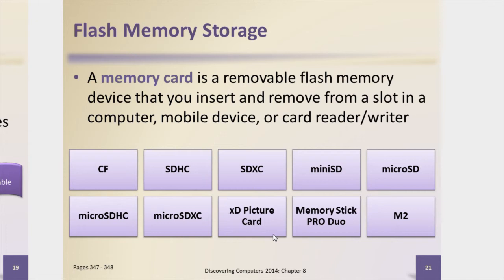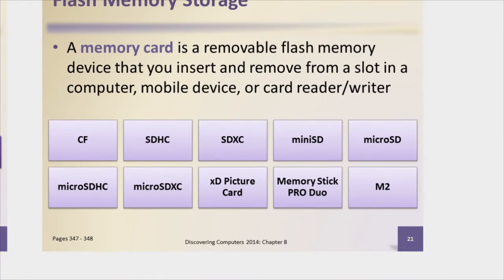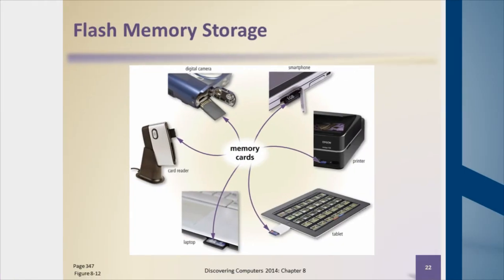As far as flash memory storage, other types of storage include memory cards, removable flash memory devices that you insert and remove from a slot in your computer, mobile device, card reader, etc. There's lots and lots of different formats, and in my opinion, that's one of the reasons I'm not a big fan of them. You may or may not have the appropriate reader, which makes it a little bit more difficult to share files with your different devices or with different people. So that's one of the issues, but they can be very convenient. It's a way to increase the storage of your tablets, of your smartphones, printers, etc.